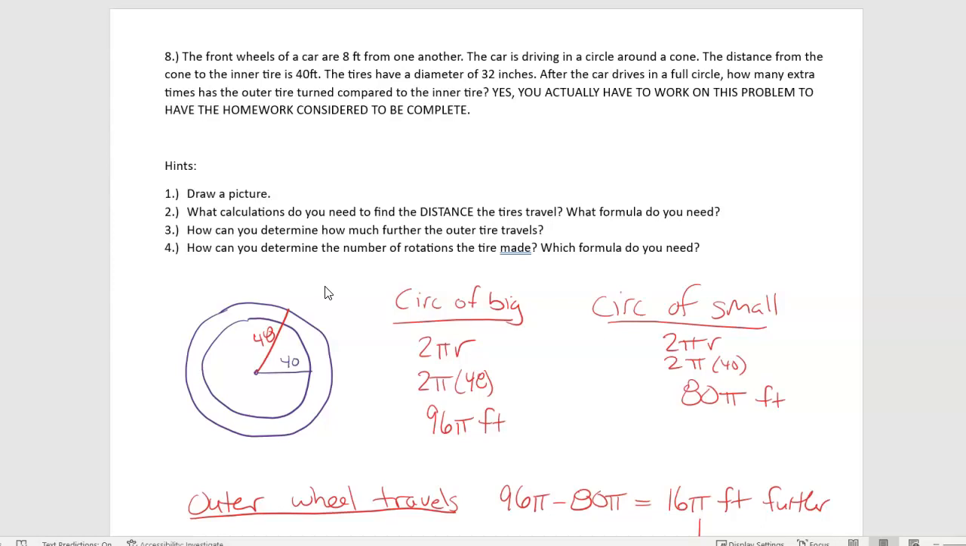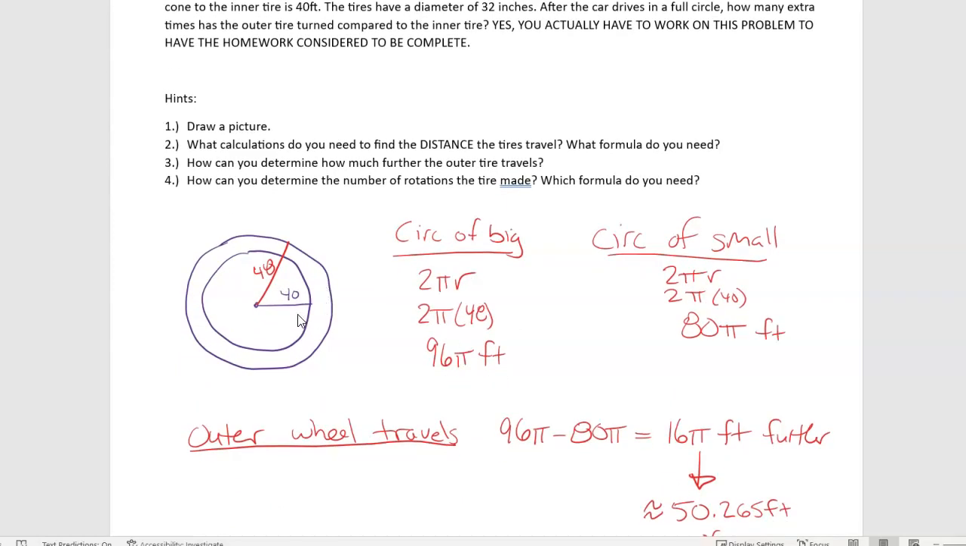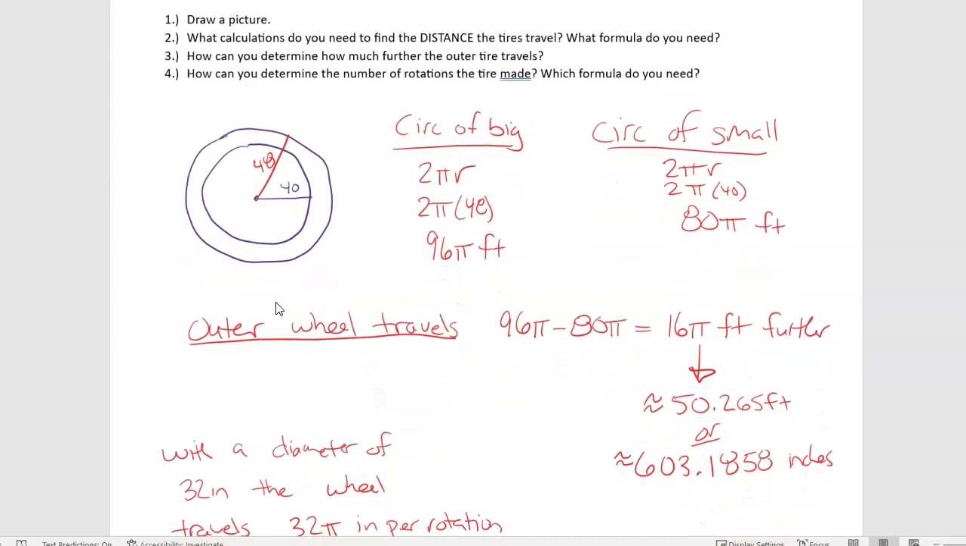But for this one, we wanted to figure out how many extra rotations the outer wheel needed to go. Obviously, you'd have to do more rotations because it's passing a further distance. So what I did was I drew it, and I found out one had a radius of 40 feet and one had a radius of 48 feet. That being the 40 feet and then the 8 feet, which was the distance between the tires on the car. So you end up getting 96 pi feet versus 80 pi feet. So if the only thing the question asked was how much further did the outer wheels need to go, the answer would be just subtracting them, and you would get 16 pi feet further.